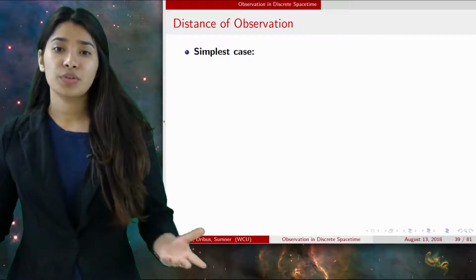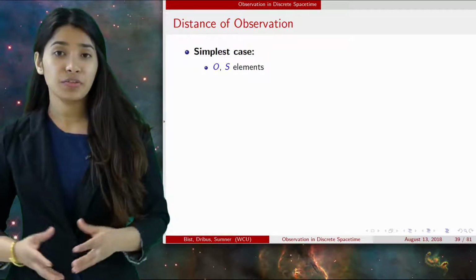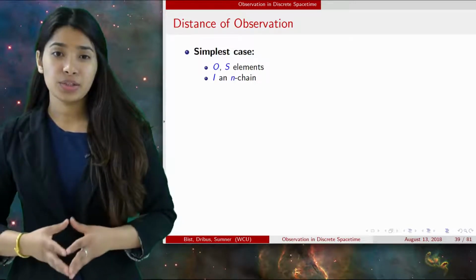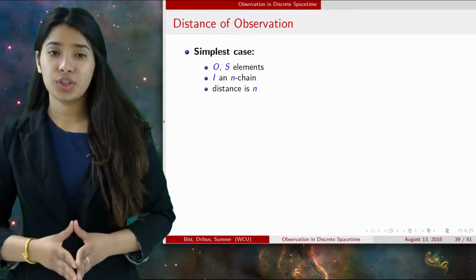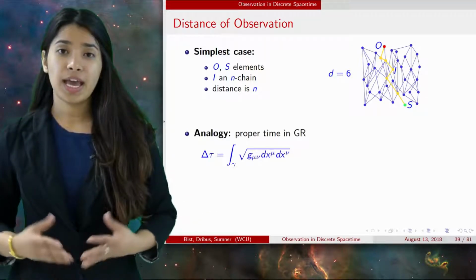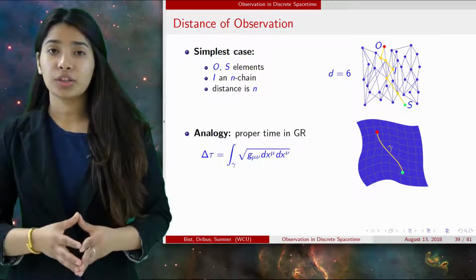The distance of observation is easy to define if S and O are single elements and the information I involved in observation is a single chain from S to O. In this case, the distance is just the length of the chain. Such a chain is analogous to a worldline in relativity, and the distance of observation is analogous to the proper time along the worldline.